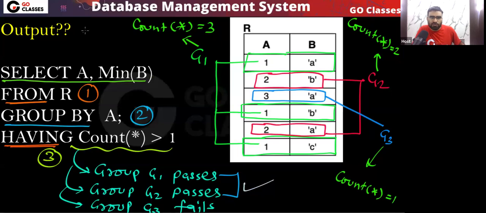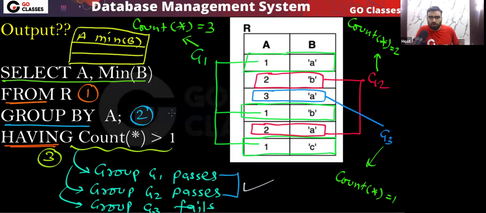So our final output, what will that be? The final output will be a comma min b. For every group, one tuple will come. From group G1, the a value is 1 and the minimum of b is a. In the group G2, the a value is 2 and the minimum is a. So the answer will be two tuples: 1a, 2a. This is your answer. Is this clear to everyone?